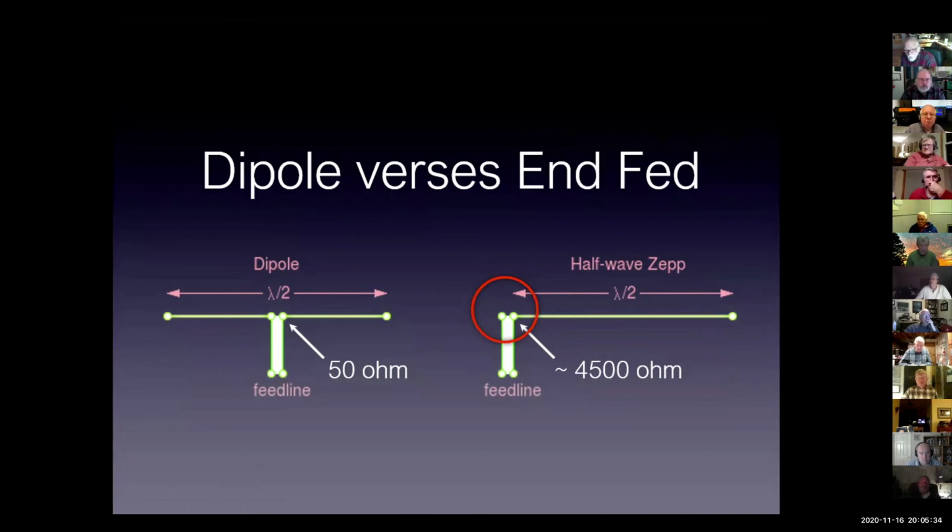Anyway, dipoles versus end-feds. As Bob described, the dipole is your Class A, easy to build, simple antenna. It's very underrated. It's actually a very good antenna and the basis for a lot of gain antennas. And it's simple to construct.